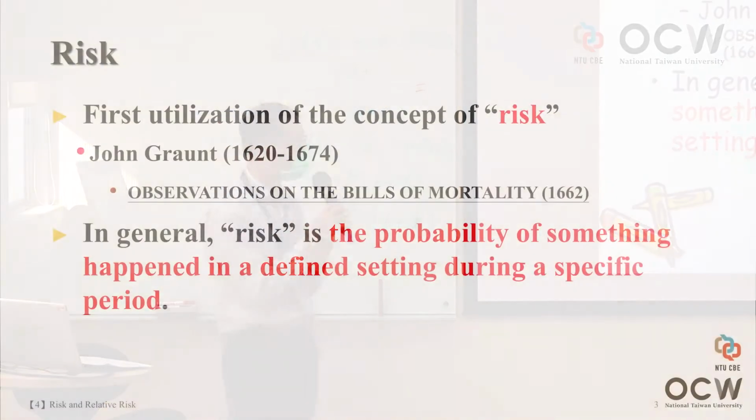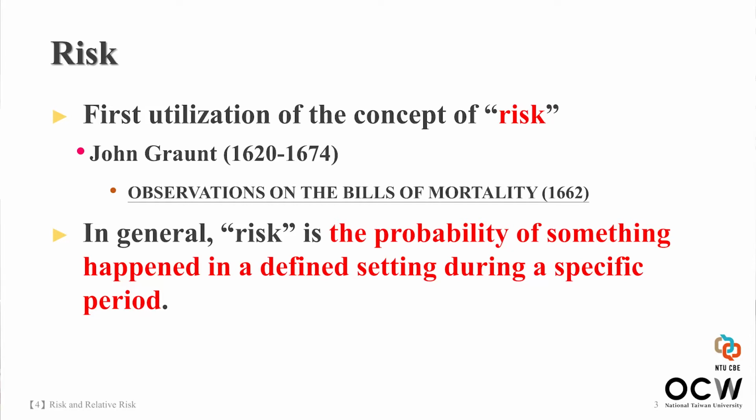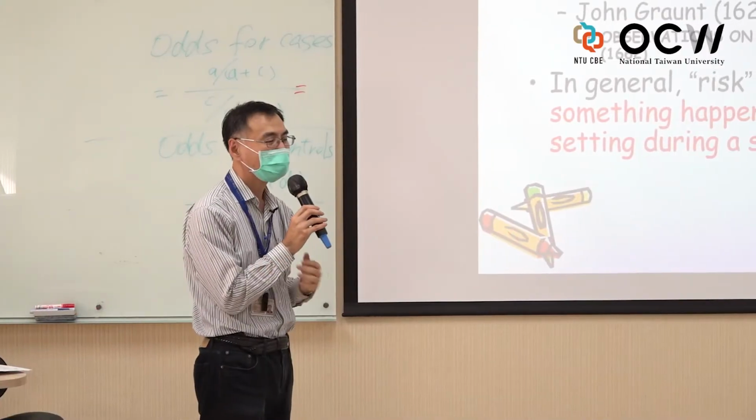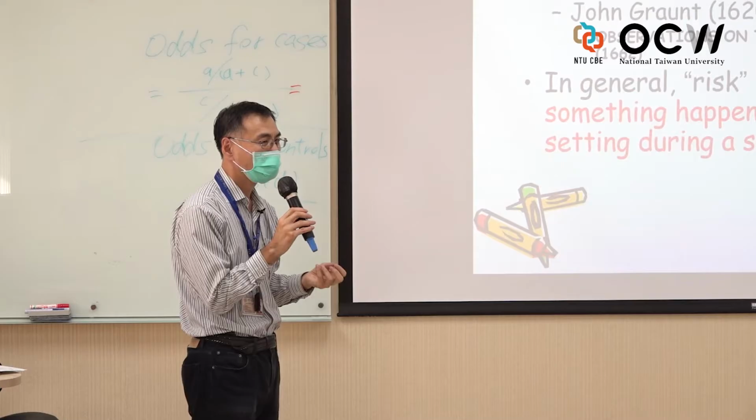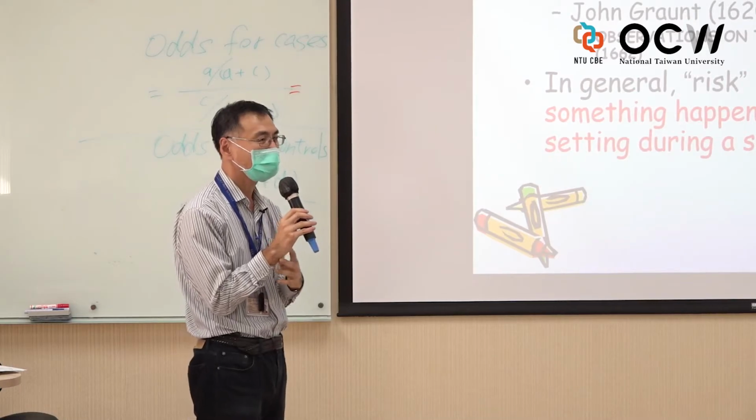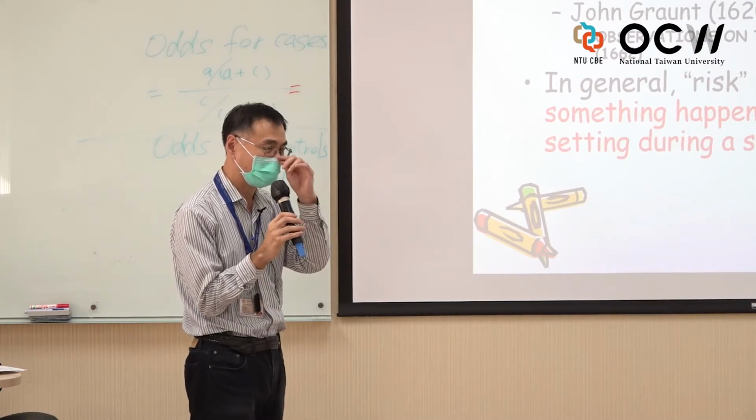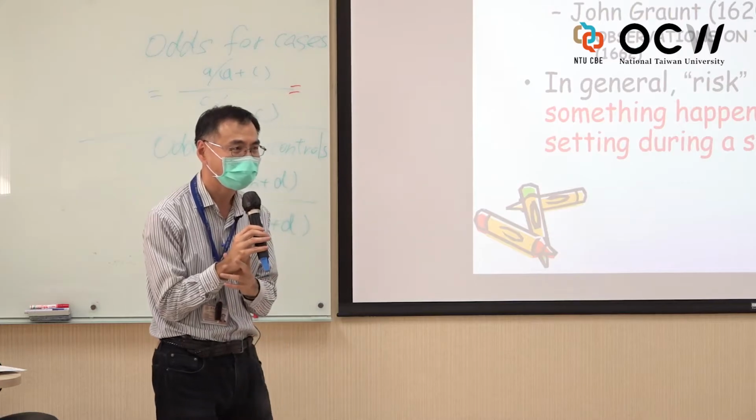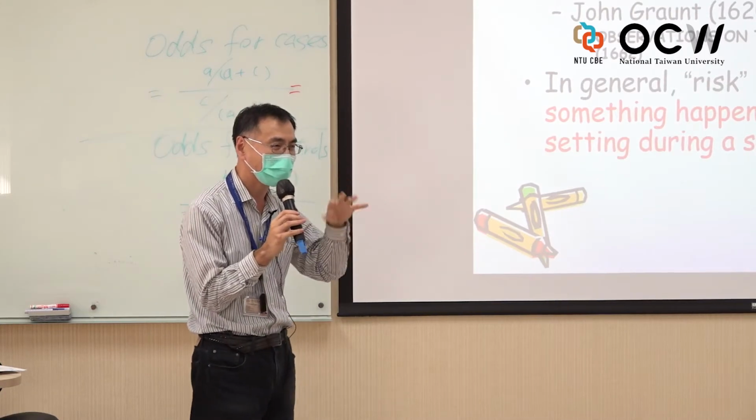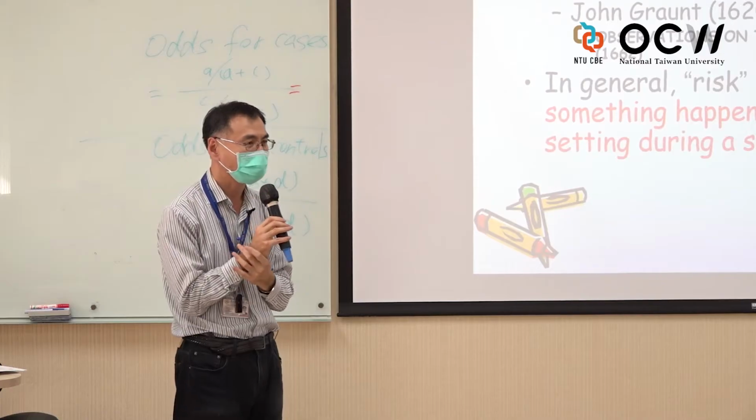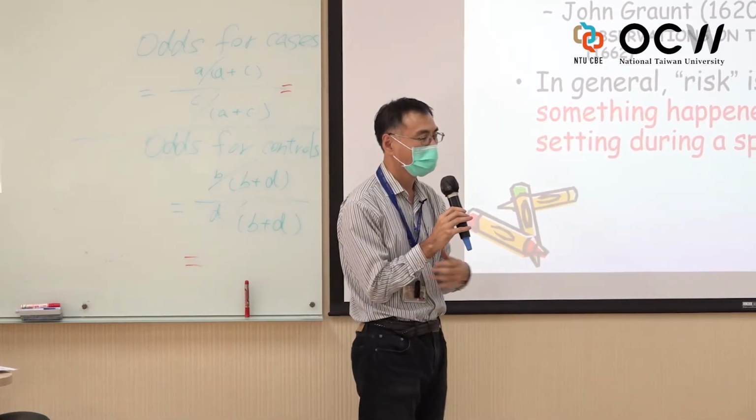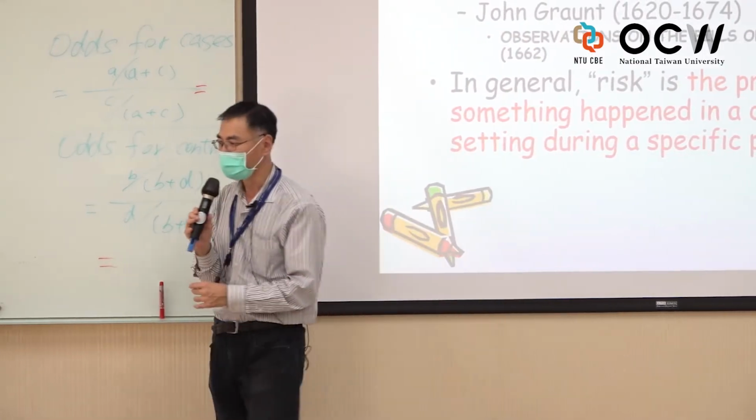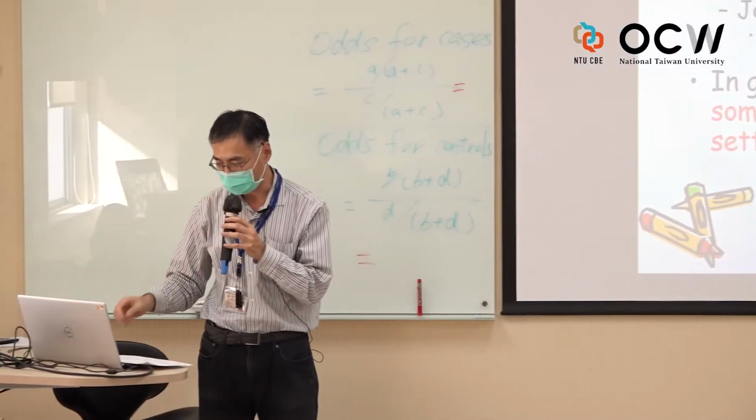Okay, in general, risk is the probability of something, but it's not limited to probability now, because probability sounds like a proportion, which is from 0 to 1, right? But now extend the idea to rates. So it could be something with a unit, like incidence density: number of events divided by person years or person time. Something happened in a defined setting during a specific period or specific time point. This is the general idea of risk.